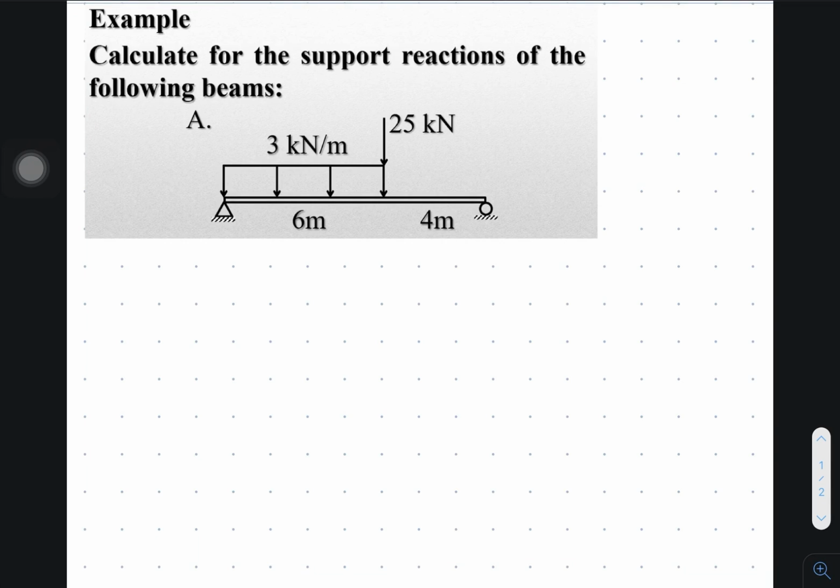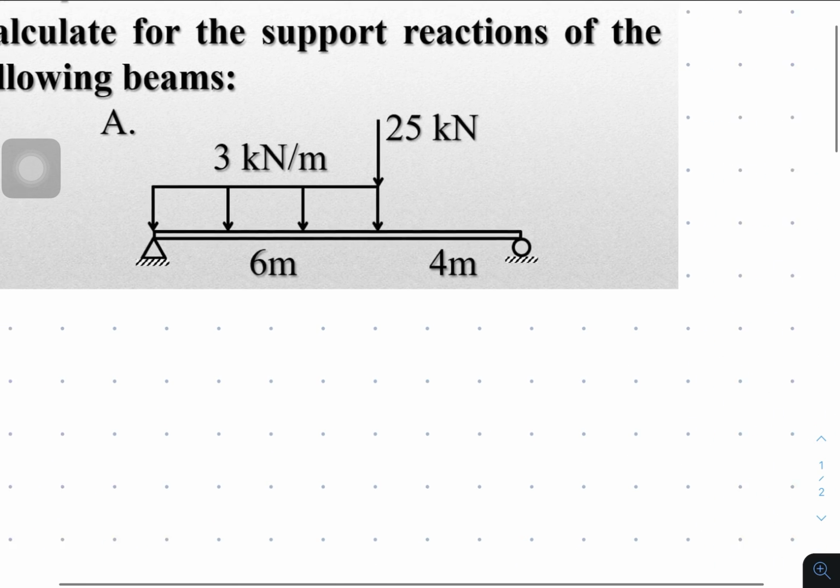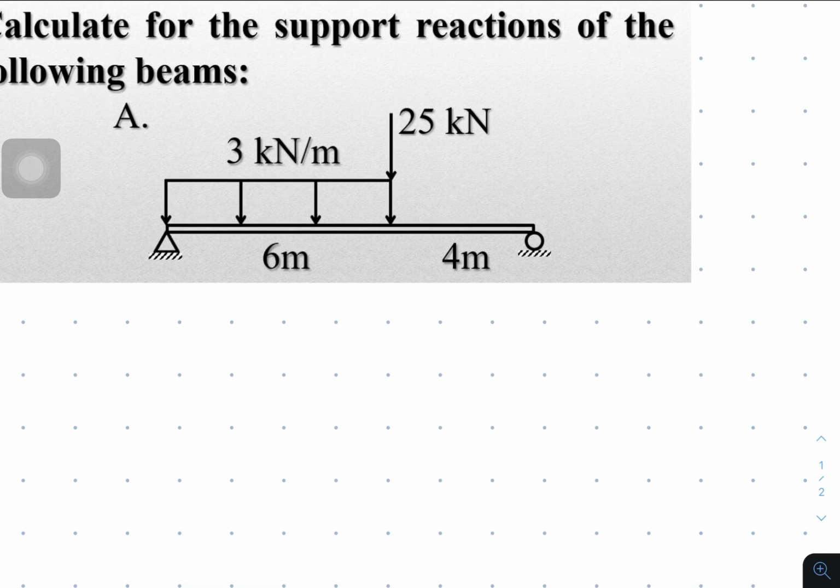So example, calculate for the support reactions of the following beams. So let's start with letter A. So we have here a beam, and then we're going to follow the process. First is write a letter to every change of loading. So from left to right, we're going to assign letter.